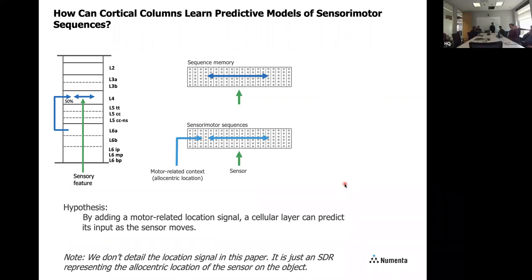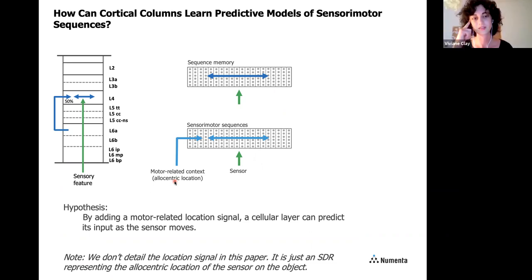Well, we're trying to test how you could even create these sensorimotor models. And it doesn't matter too much for the purpose of this model what the nature of the location signal is. Here, we're just trying to test the voting algorithm. Suppose you had a perfect location signal, how would you even use it?